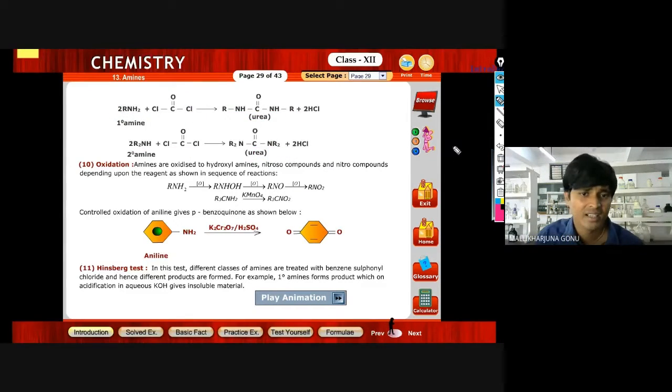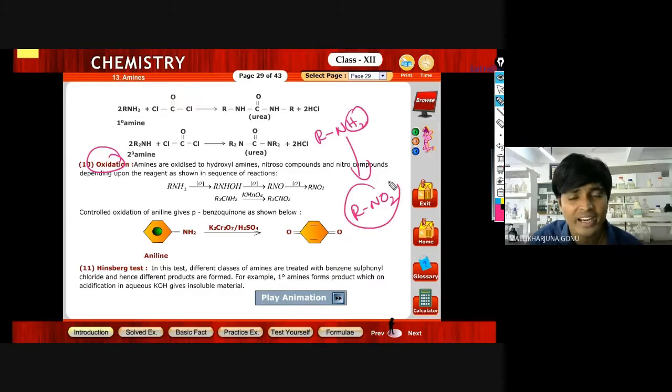Oxidation means what? Introduction of oxygen. So in the oxidation reaction of RNH2, remove all the hydrogen. Which major compound with RNO have you studied so far? Nitro. So at the end you can get the nitro compounds. In oxidation, you have to introduce oxygen. Remove the hydrogen, add the oxygen. These reactions are the oxidation reactions.